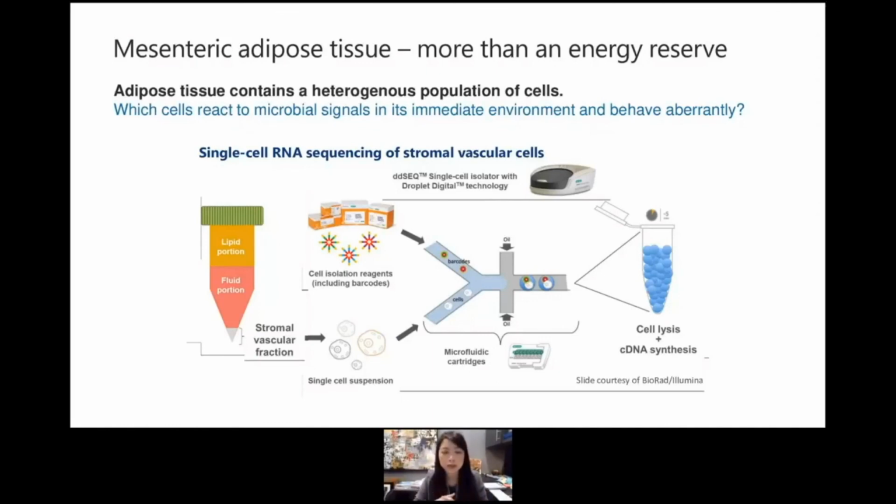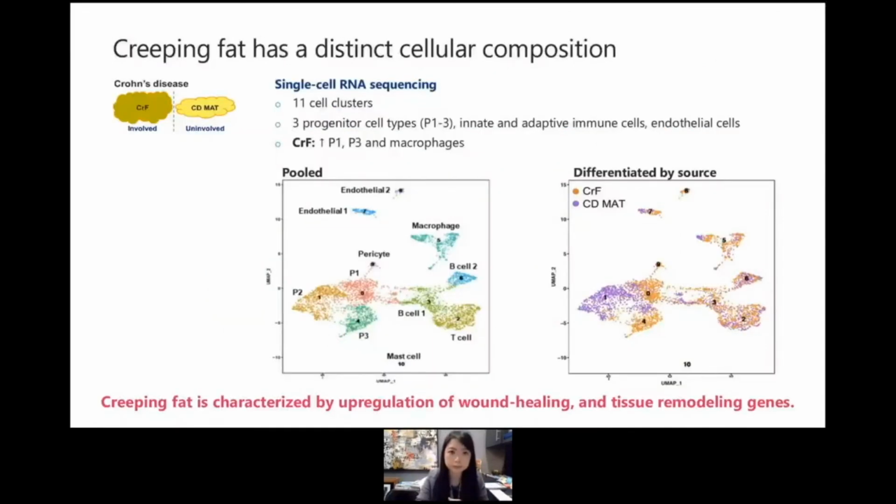And to figure out which host populations are involved, we used single-cell RNA sequencing, and we used this technique to characterize the stromal-vascular cells within creeping fat and other adipose tissue, to figure out what cell populations are there and to figure out their gene expression profiles. And we found in total 11 cell clusters in creeping fat tissues as well as the other adipose tissue.